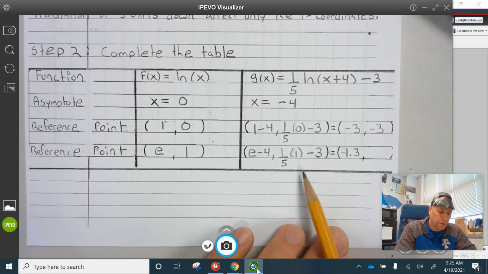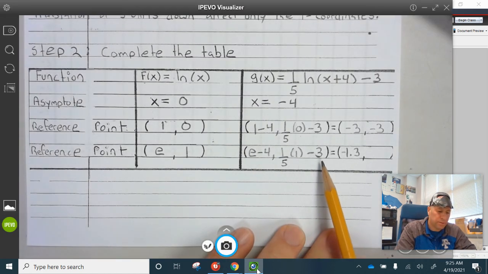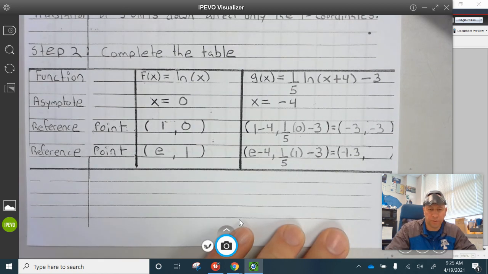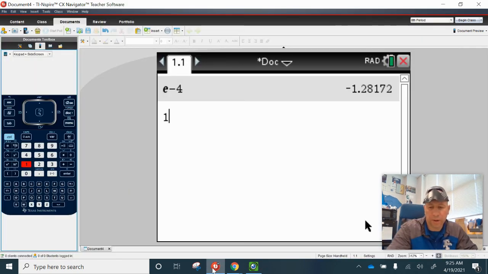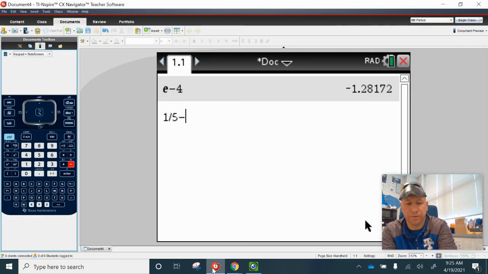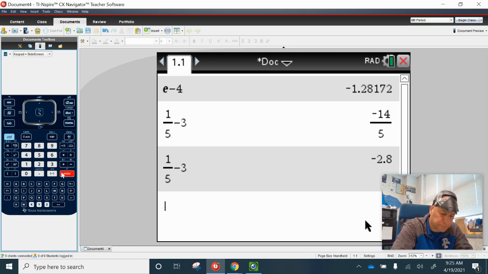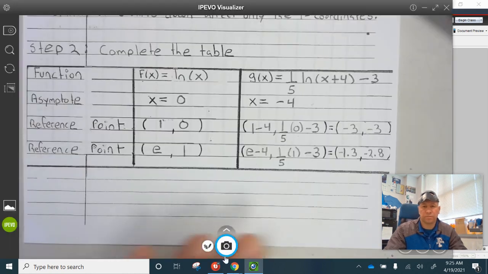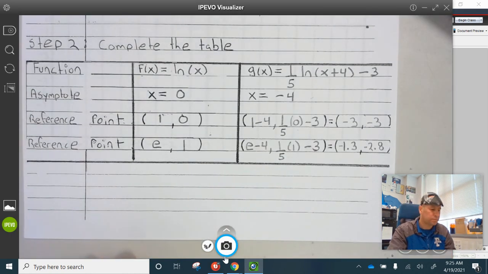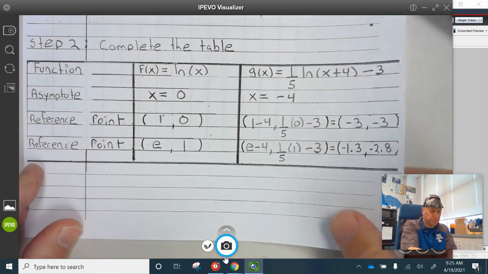Okay, and then we have 1/5 times 1, which is 1/5, minus 3. So again, we can use our calculator. 1 divided by 5 minus 3, let's press Control Enter, -2.8. Okay? All right, let's move on to step 3.